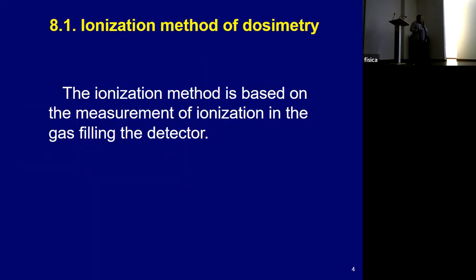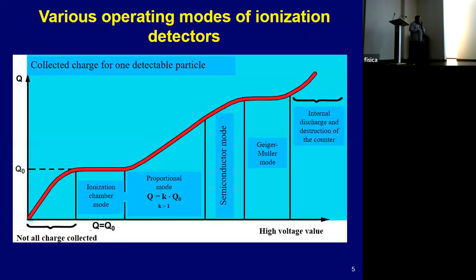The ionization method is based on the measurement of ionization in the gas-filled detector. So in the ionization method, the ionization of molecules and atoms of a substance is measured. The method is based on the use of charges and the electrical conductivity of gases. The next slide will show you that.